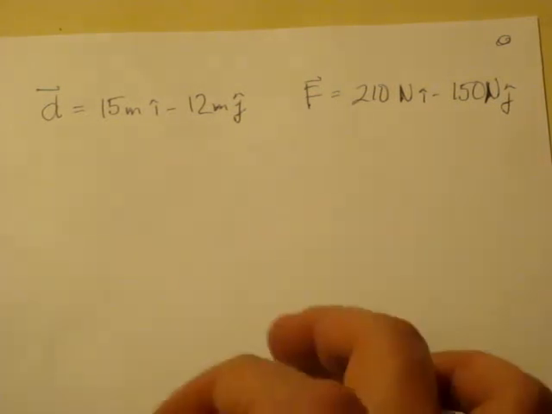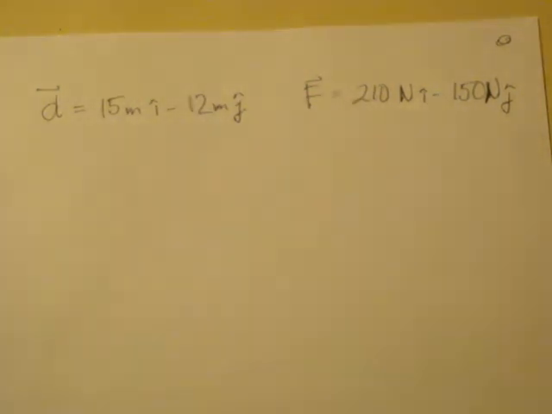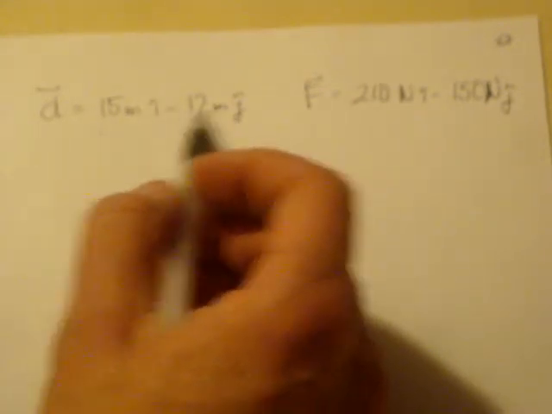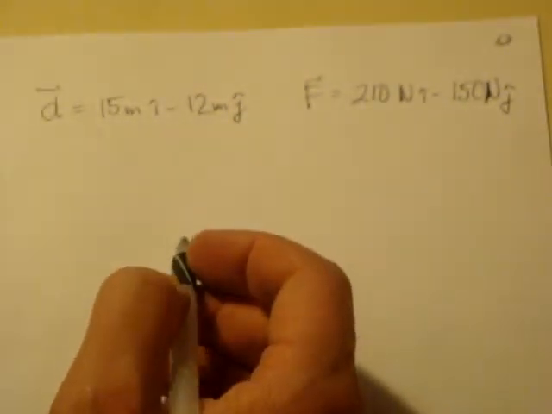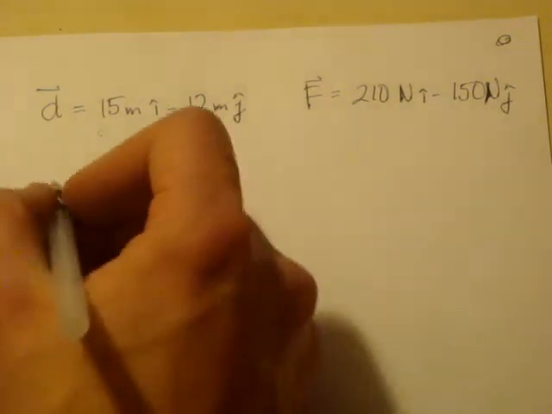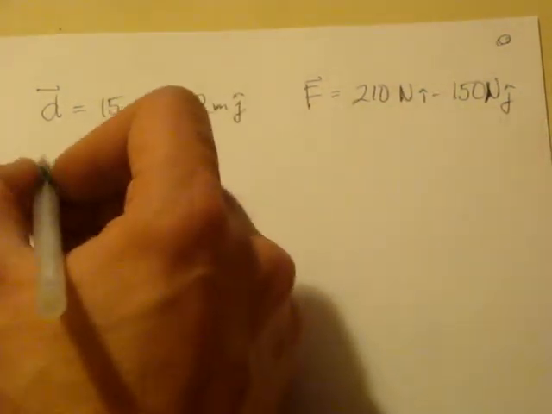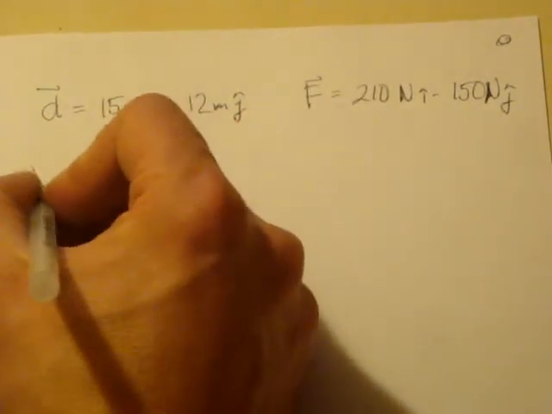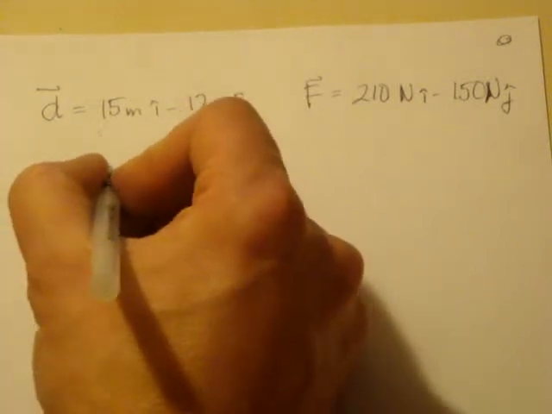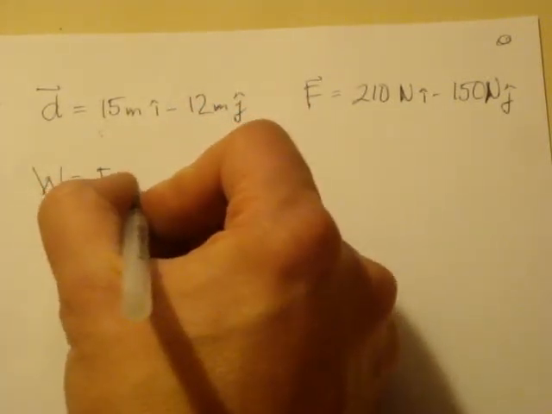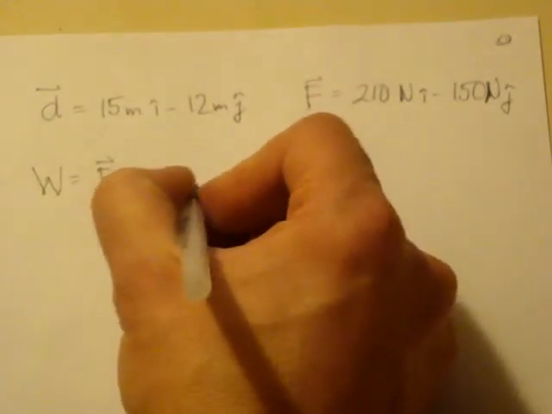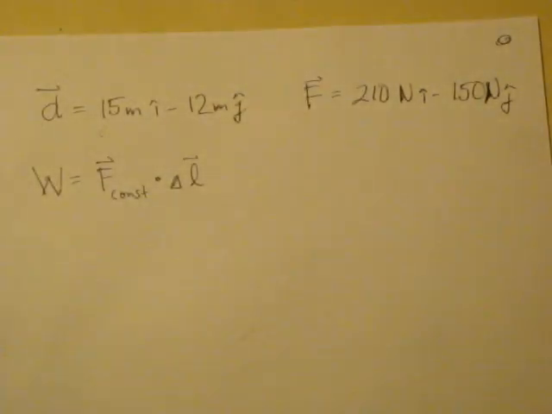So this is a displacement and a force that may look somewhat complicated, but these are simply constant quantities. It's just that they have components in both the I-hat and J-hat directions. Because this force is constant and the displacement is also a constant value, the work done, as we described in class for a constant force, is the scalar product of the constant force times its displacement, which we described in class as delta L.